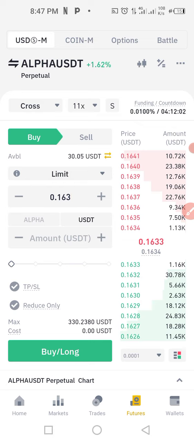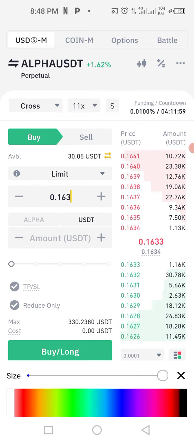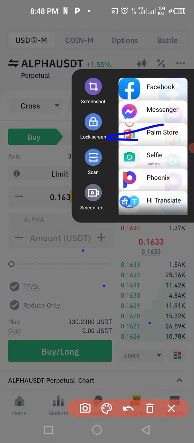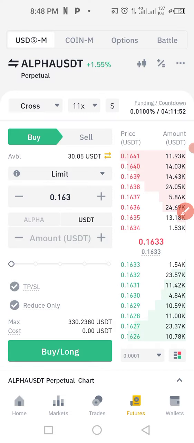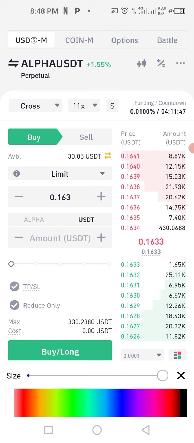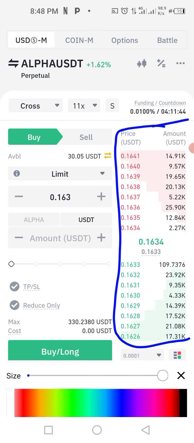Now, this is known as the order board. You can see the prices are changing. Now, the current price for this Alpha coin is 0.1632. That is the current price, the market price presently. So this is the order book.